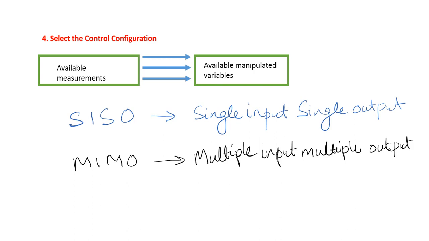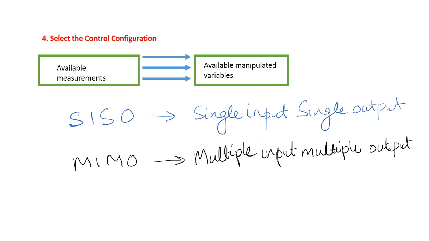Now single input, single output means, suppose I want to control the liquid level in the tank. So I can either change the inlet flow rate or change the outlet flow rate. So there is one input and there is one output. So that becomes the SISO problem, that is, single input single output problem.